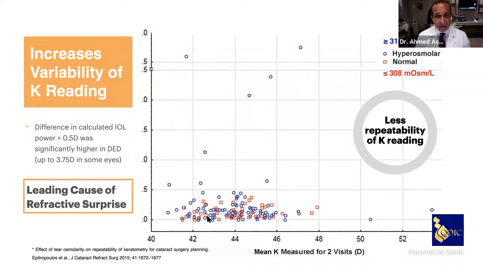And this variability was up to 3.75 diopters in the same eye between two successive visits. And this is, of course, one of the leading causes of refractive surprise after cataract surgery. And this results in less repeatability and reliability of the measurement of the corneal power in cases of dry eye.